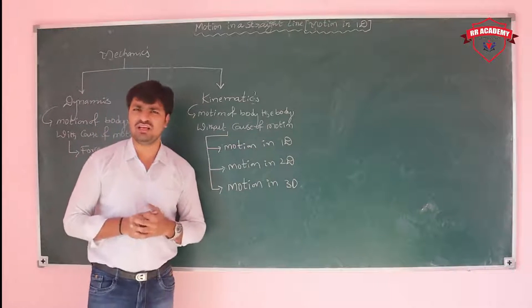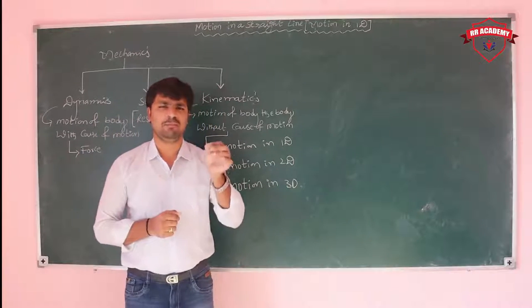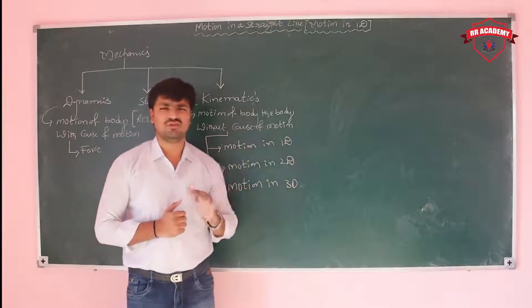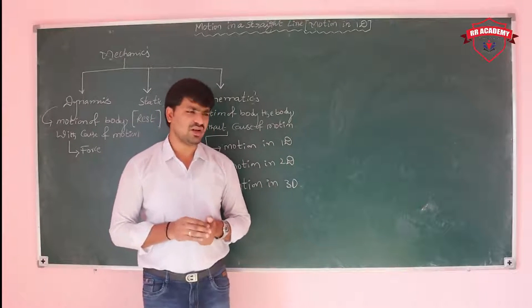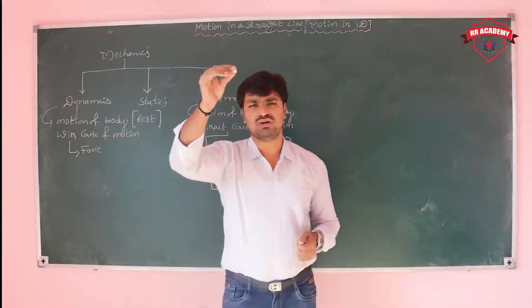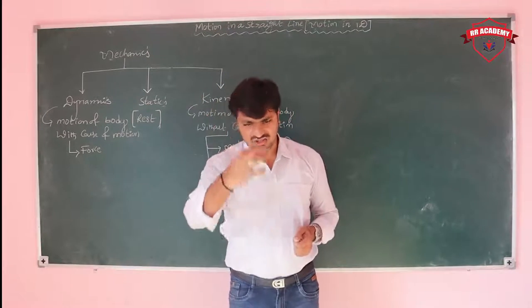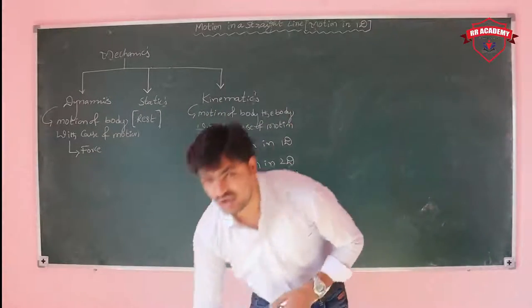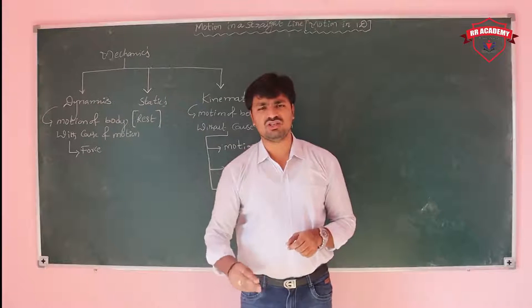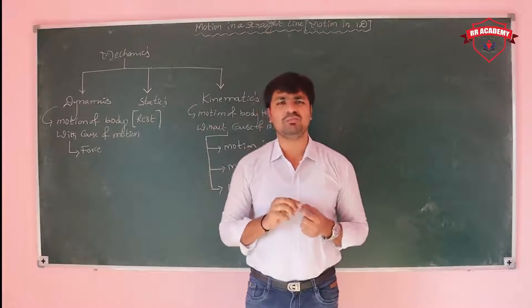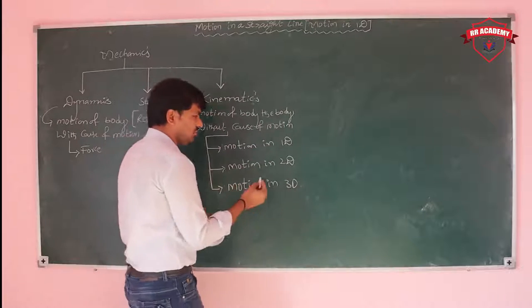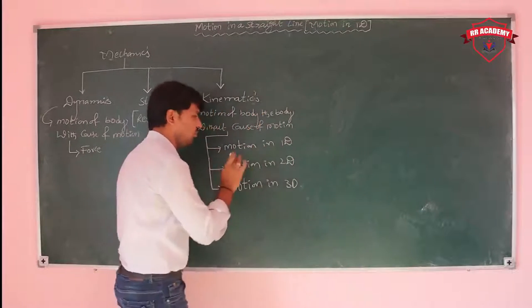What is the meaning of 1D? A body is moving in a particular direction, meaning at any interval of time the body has only one direction. That we can call motion in 1D. The best example: if you drop a body from a particular height, that is a freely falling body. What is the direction? The direction is vertically downwards, so that is 1D. If you project the body upwards, the body again has one particular direction, so that is also an example of 1D motion. Bodies moving in a straight line are also 1D.